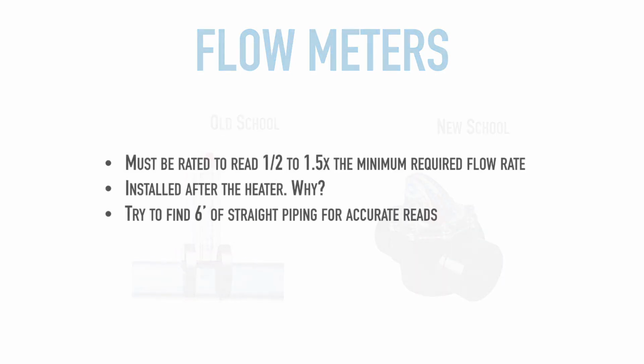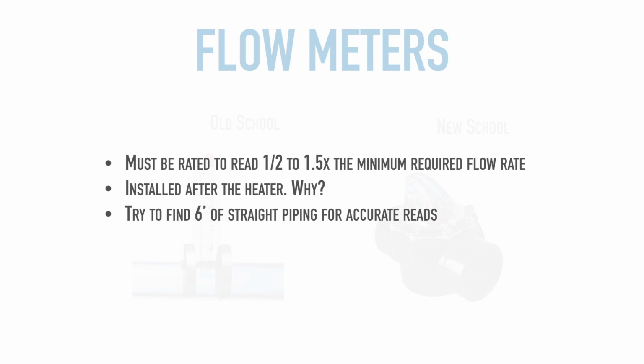Make sure that you're installing these in such a way that they are able to read 1.5 times the minimum required flow rate. A lot of times we'll walk into a pump room when doing an inspection and we'll notice that the flow rate has maxed out at 150 gallons per minute when their minimum flow requirement is 225 gallons per minute. Unfortunately, we have no idea how to read the accuracy of that because it's maxed out that flow meter. So make sure that you've got some space above, some room to breathe on that flow meter.